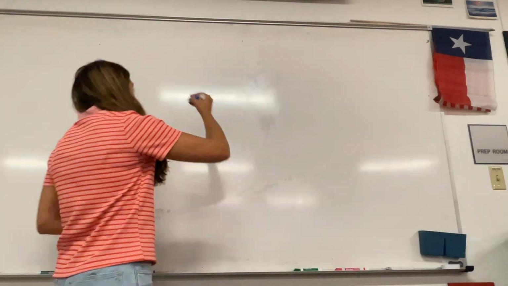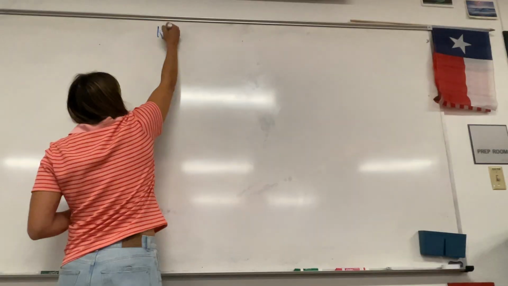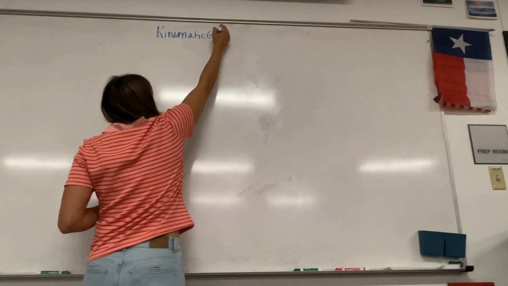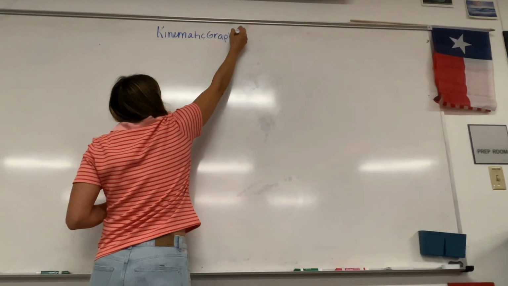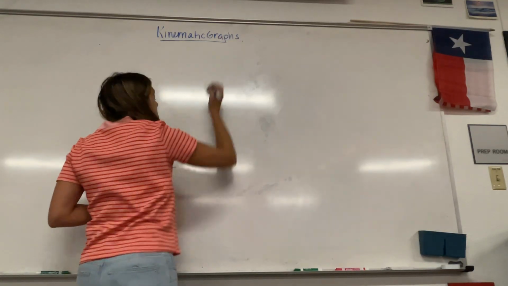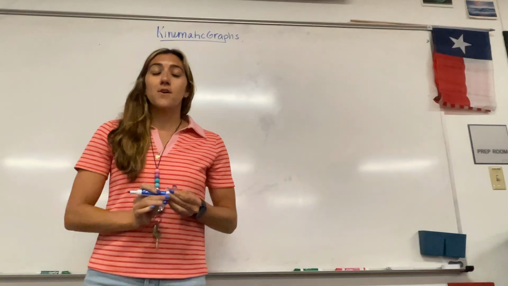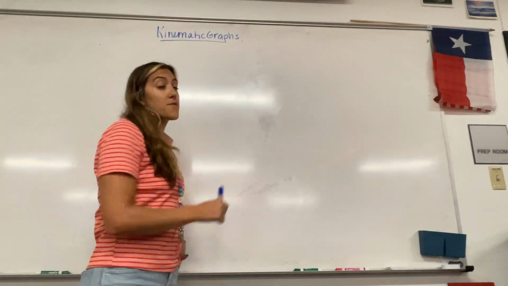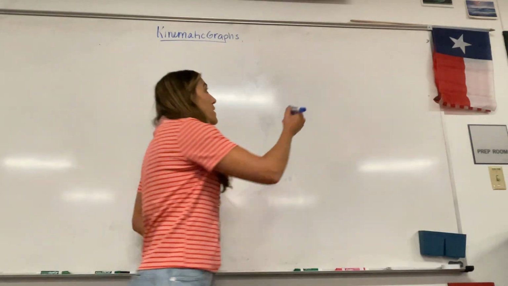All right, we are going to go over the kinematic graphs. So we're going to discuss how we find things on each of the 3 kinematic graphs. I'm going to make a list over here of the types of things we could find.